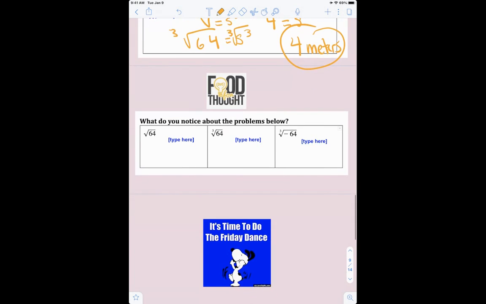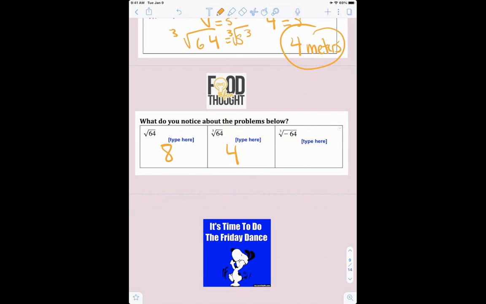All right, so the food for thought problem: if you look at all 3 of these examples, they all have the number 64 in them, but they have slightly different symbols. So this is the square root of 64. So you're asking yourself, what number do you multiply by itself twice to make 64? And it's 8. This is the cube root of 64. So you're asking yourself, what number do you multiply by itself 3 times, the same number, to make 64? And it's 4.